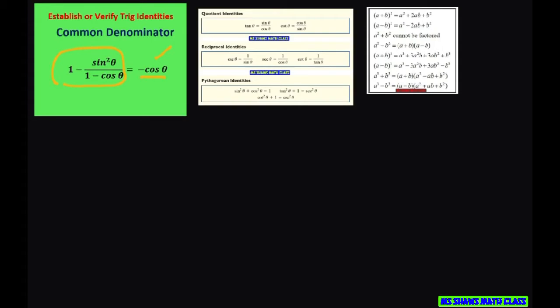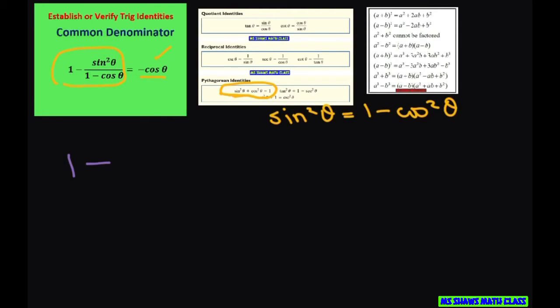So I'm going to take my sine squared, this right here. Sine squared plus cosine squared equals 1, and I'm going to solve for sine squared. If I subtract cosine squared from both sides, I'm going to get 1 minus cosine squared of theta. Now, I'm going to go ahead and write that like that.